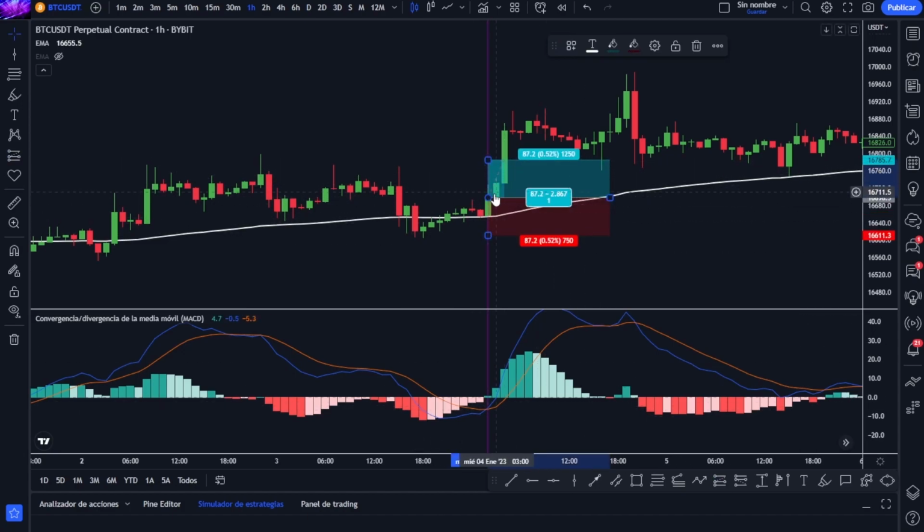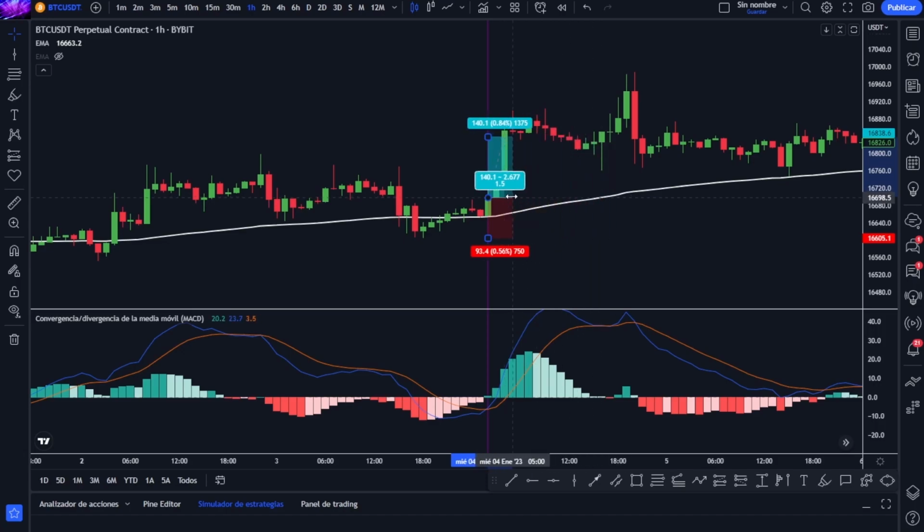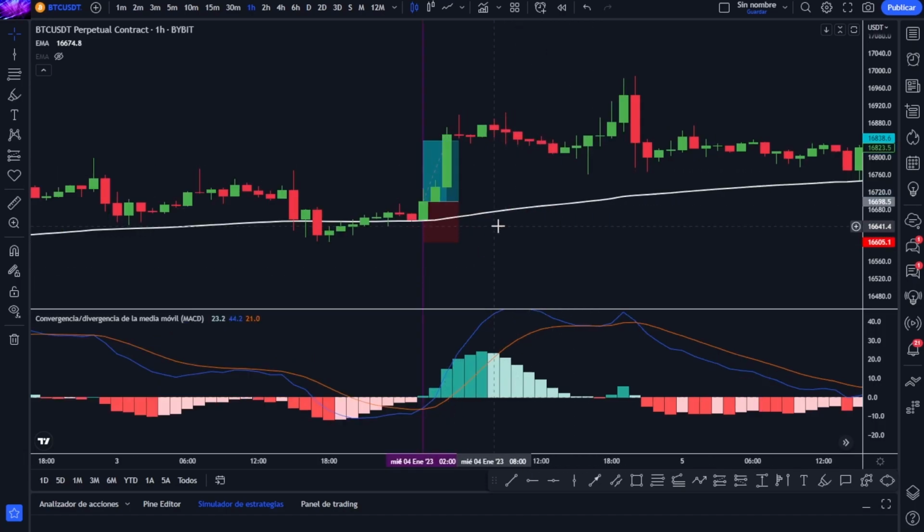And how should this operation be? We would first place our stop loss just below the previous low, and our take profit with a ratio of 1.5/1, i.e., for every 1% we risk in our operation, we would win 1.5. As you can see in the next candle, we are in 1 hour temporality, that is, 2 hours later, we would get that winning operation.